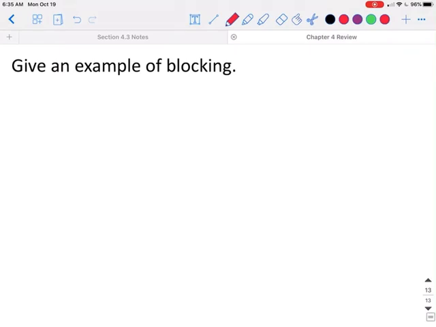Give an example of blocking. In a randomized block design, the random assignment of experimental units to treatments is carried out separately within each block. Now, the blocks are another form of control. They control the effects of some outside variable by bringing those variables into the experiment to form the blocks. So, randomized block design allows us to draw separate conclusions about each block.